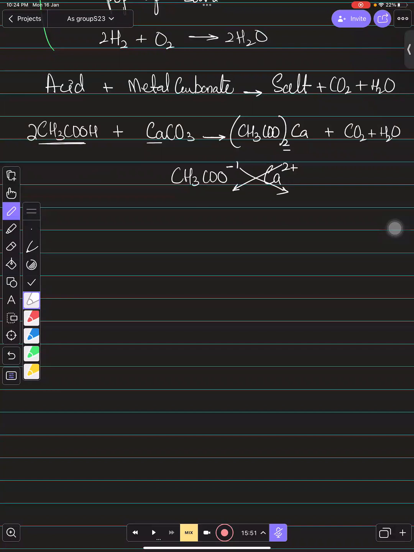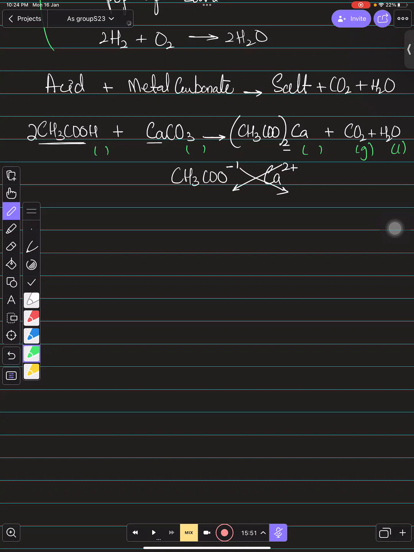Yes, sir. One more thing, if you talk about the state symbols, what should be the state symbol of acid? What should be the state symbol of this? This is definitely gas and this is definitely liquid. So बच्चों, CH3COOH के साथ क्या state symbol होना चाहिए?